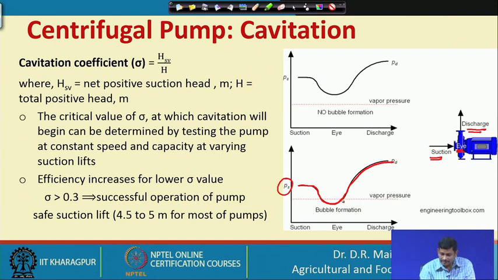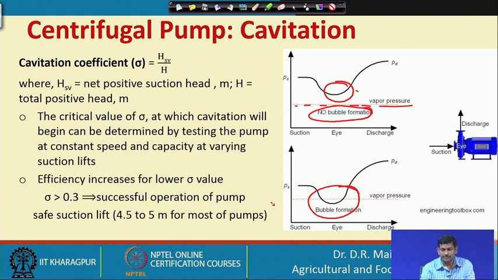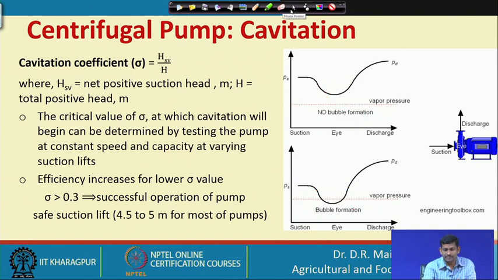Here the low pressure at the eye of an impeller, if it is less than the vapor pressure of the fluid, then there is a problem with cavitation. Cavitation means bubbles are going to form. In the first case, the low pressure at the eye of an impeller is above the vapor pressure of the water, so no bubble forms and no cavitation takes place, whereas in this condition cavitation is going to take place.